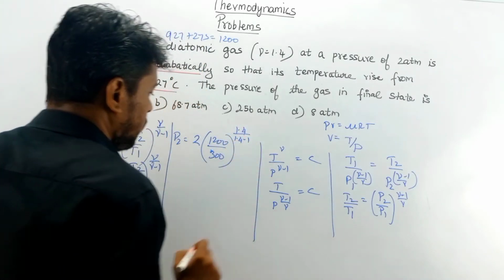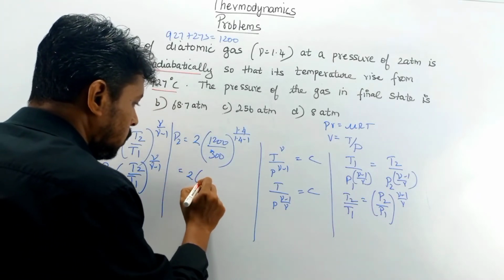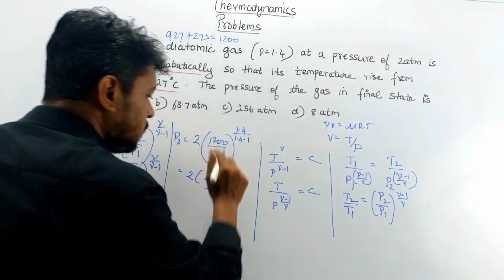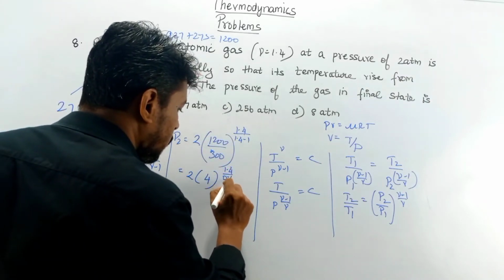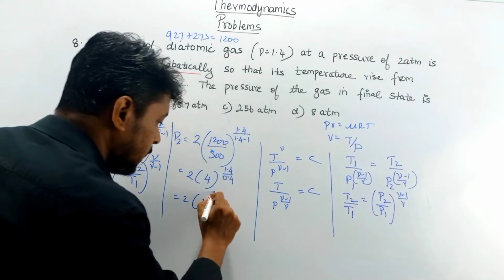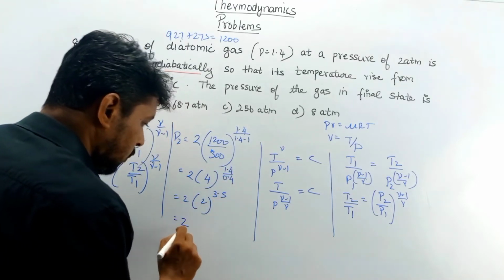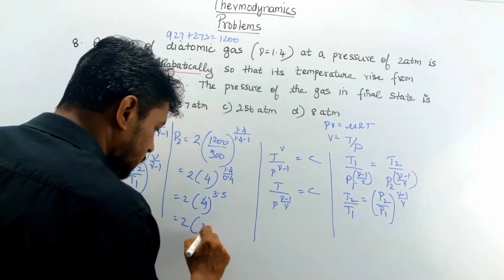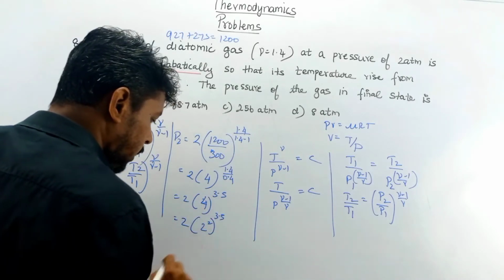1.4 minus 1. So which could be written as 2 into, this ratio is 4. So when you cancel it, this becomes 4. This ratio 1.4 by 0.4 is 3.5. Now see, sorry, this is 4. Now see, this 4 could be replaced as 2 square.